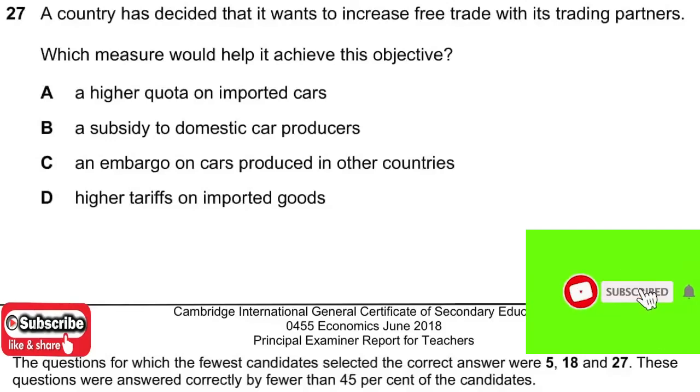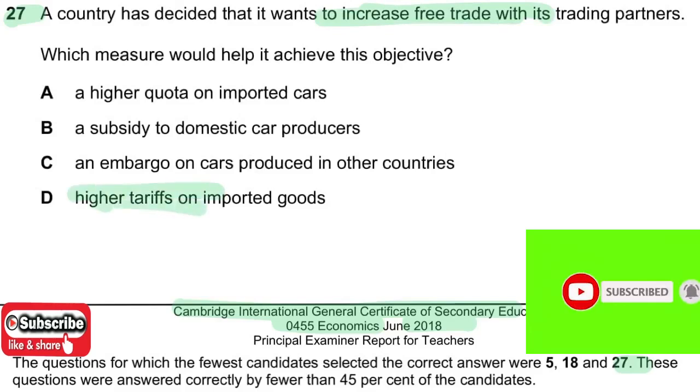In this video, we will talk about the IGCSE economics. We will use this 201X paper to illustrate one difficult MCQ question. The topic is about free trade. So in the question, it talks about if they want to increase free trade with the partners, then what can they do? So I would say option D is wrong.